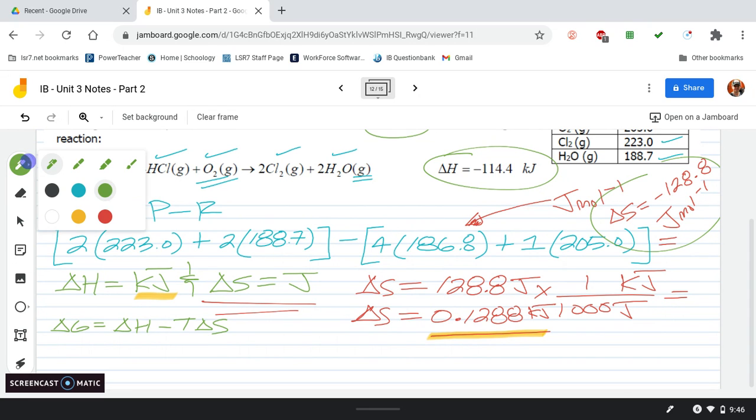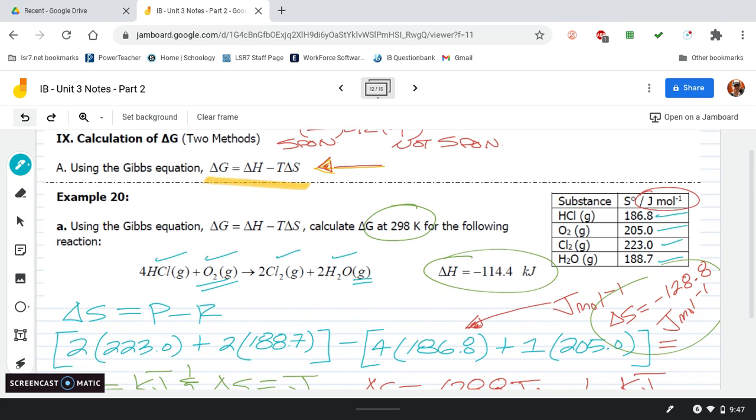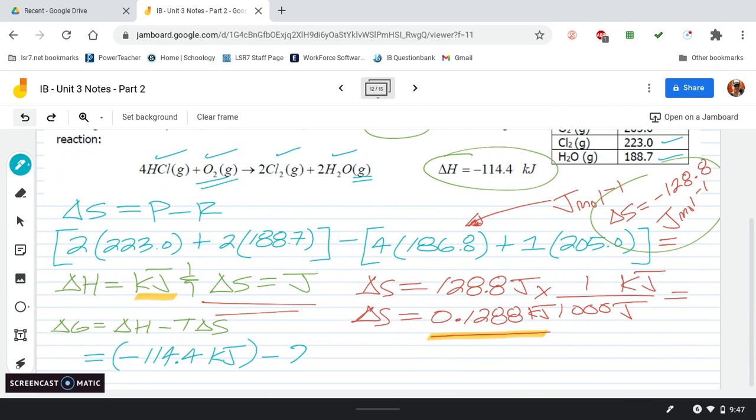So let's plug everything in. So it's going to equal delta H, which is right here. Okay, so that's going to be negative 114.4 kilojoules minus the temperature. Now, the temperature is right here, 298. So it's kind of up there at the top of the problem. So notice it's in Kelvin. So we're going to put 298 Kelvin.